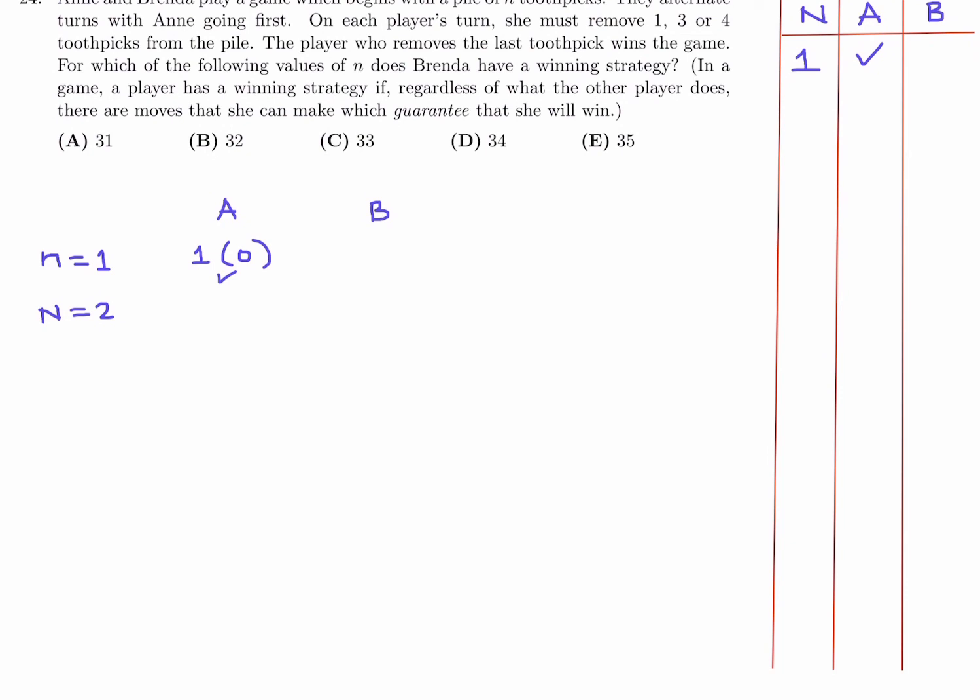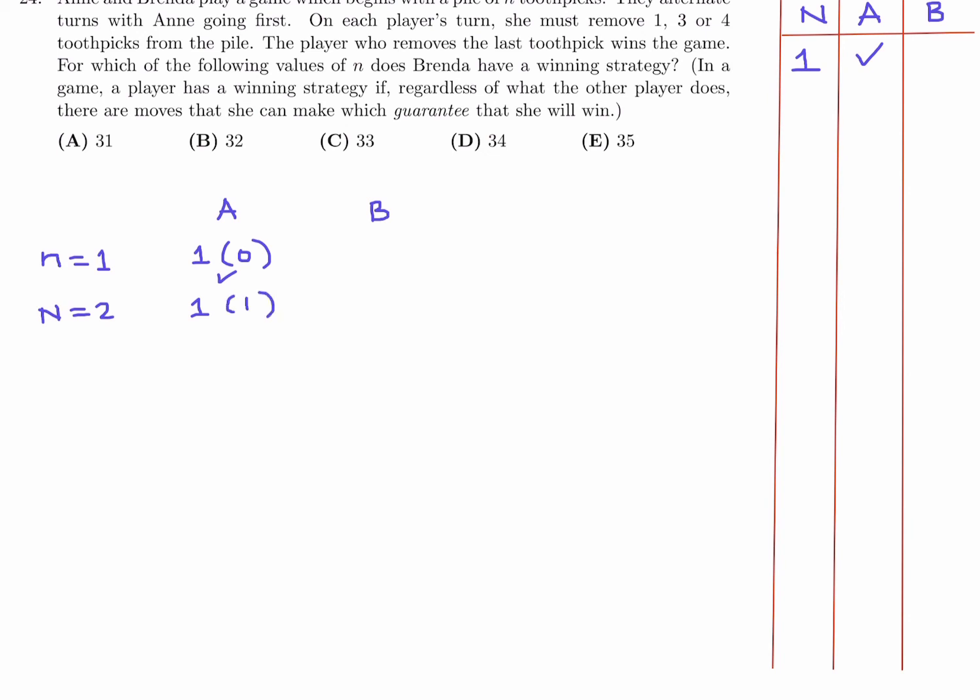For N equals 2, let's say Anne chooses 1. That's the only thing she can do, because she can only remove, remember, 1, 3, or 4. Those are the only choices that she has. Those are the only choices Brenda has also. So the only thing she can do is remove 1. If she does remove 1, there's 1 remaining.